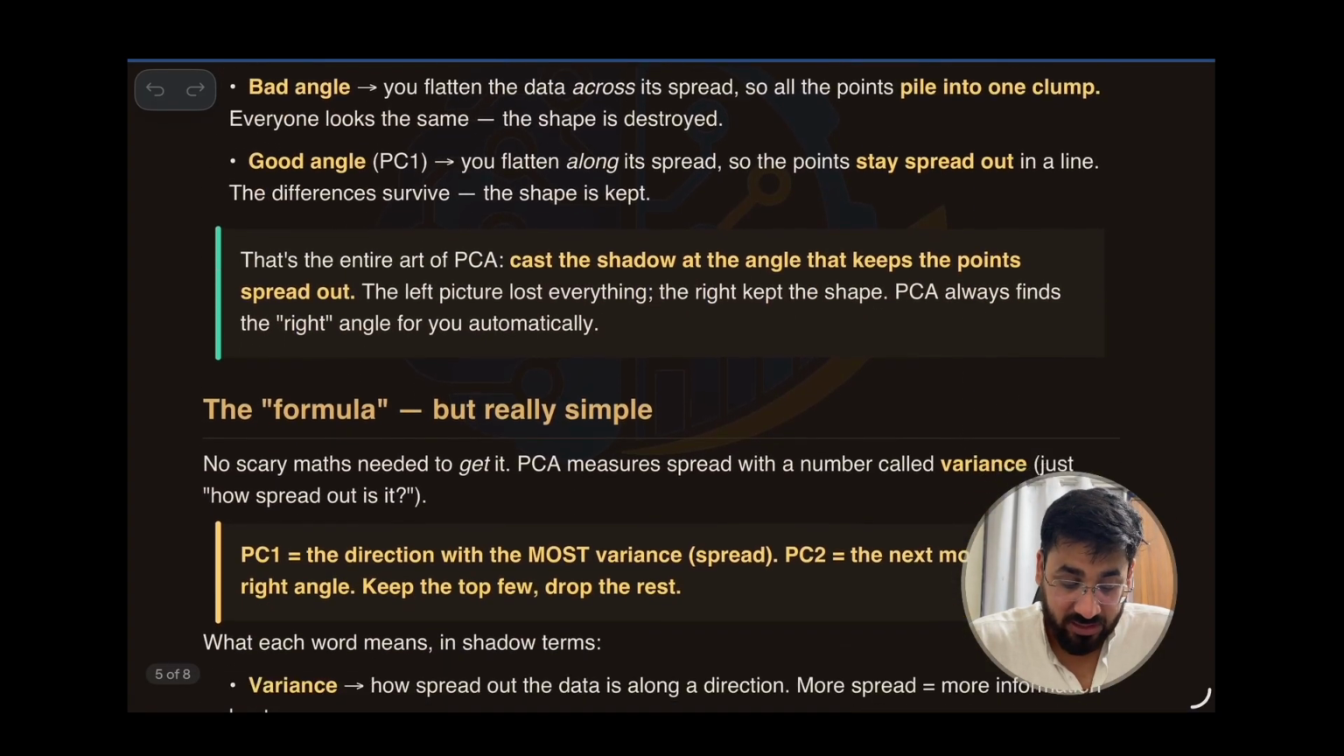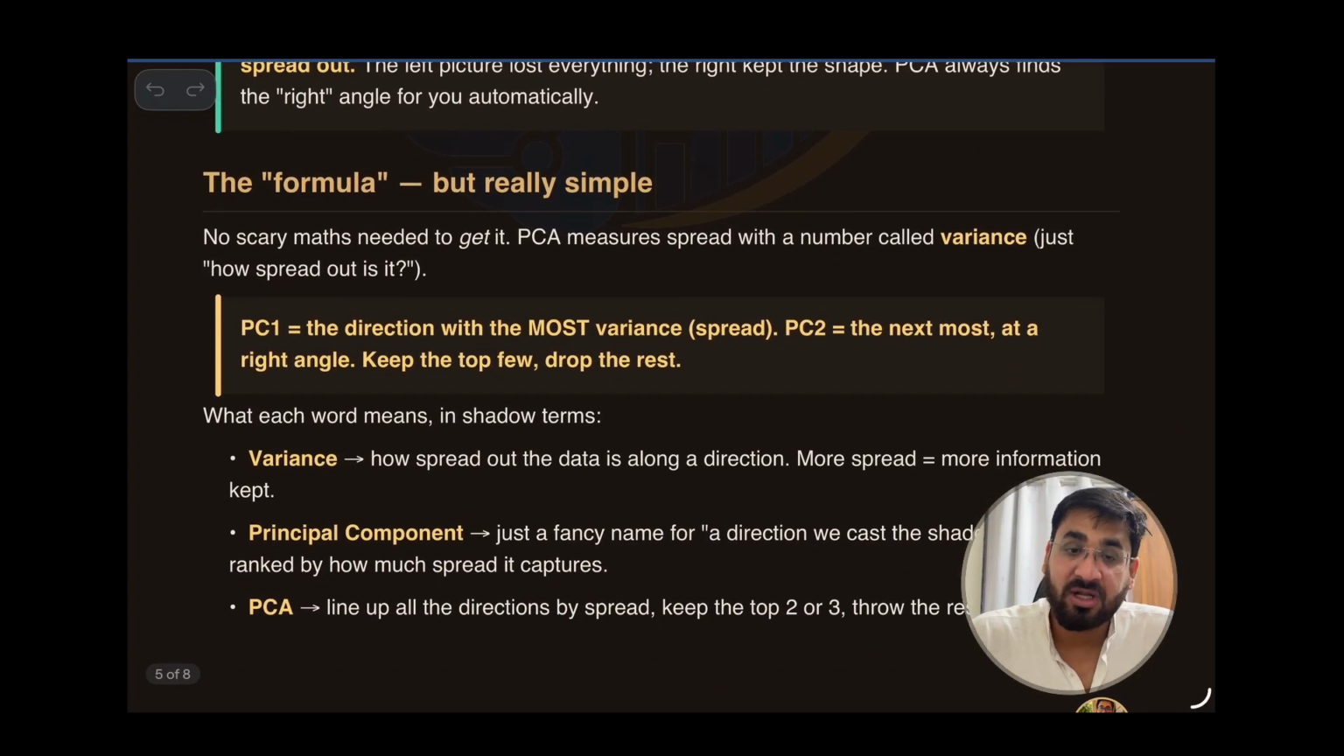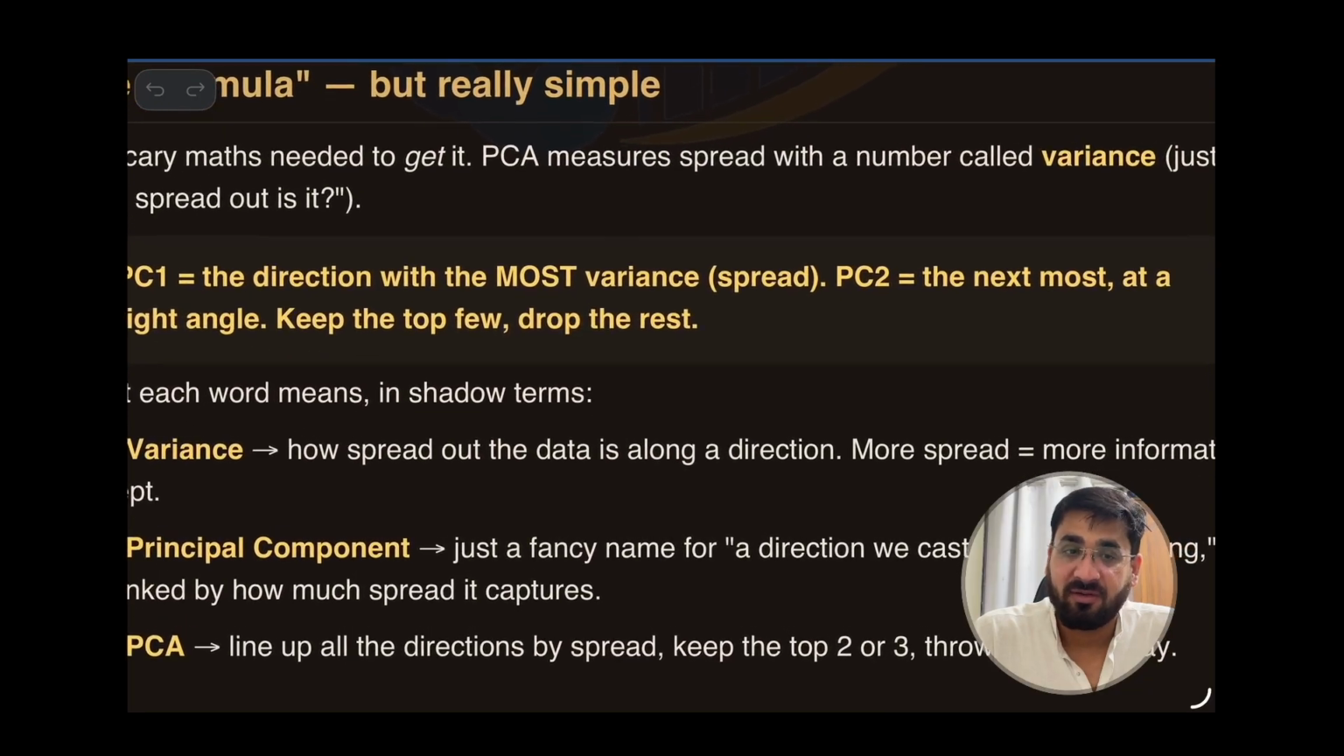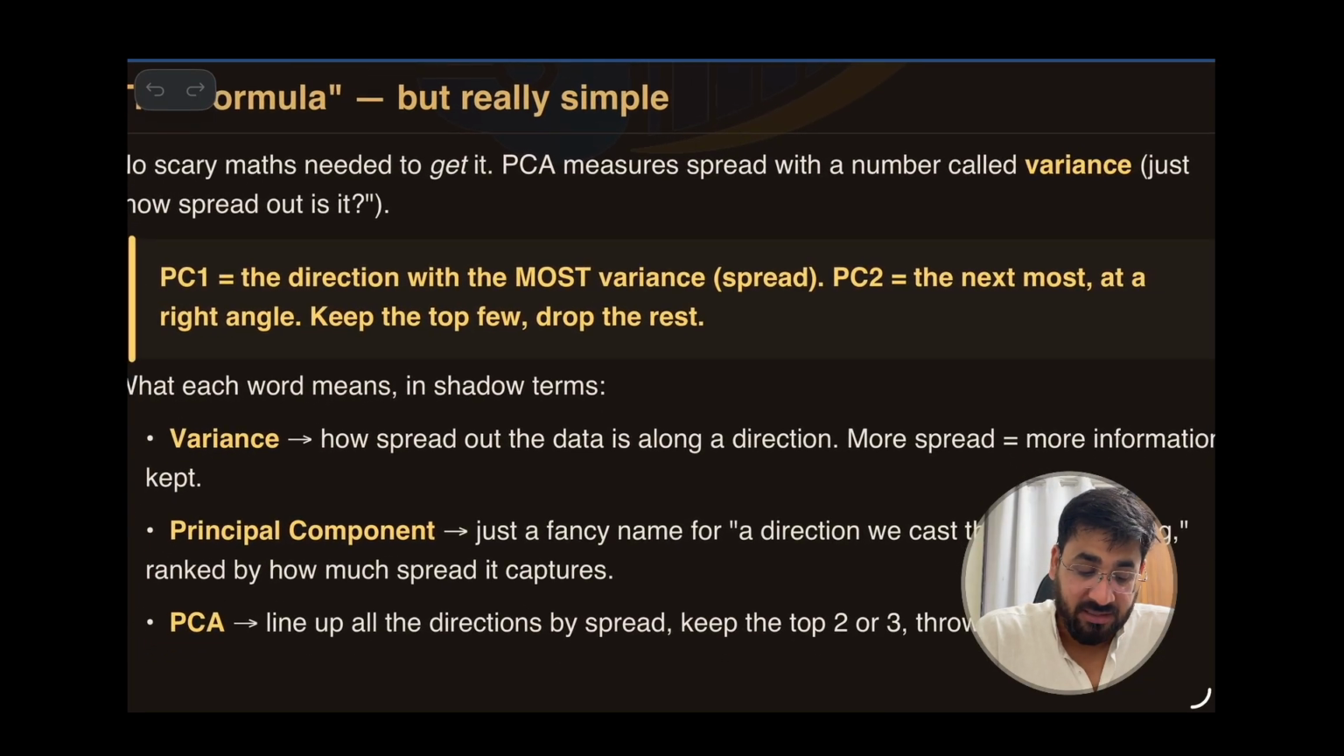You got this point? And now the formula. See, there is no fancy formula. PC1 is the direction with the most variance. I will explain what variance is. Just understand, variance is just spreadness. And PC2 is the next most. That's it. Keep only the top few, drop the rest.